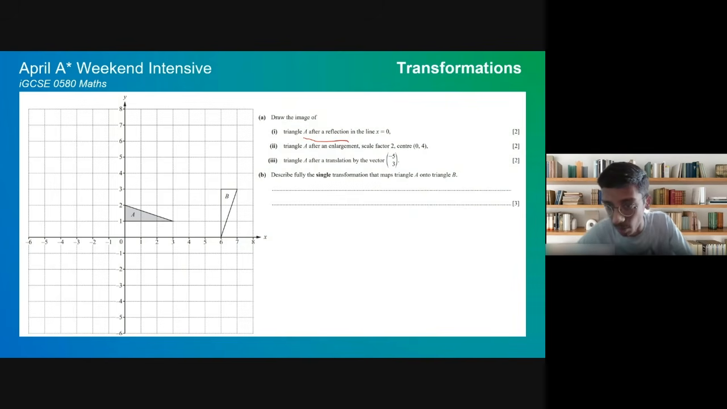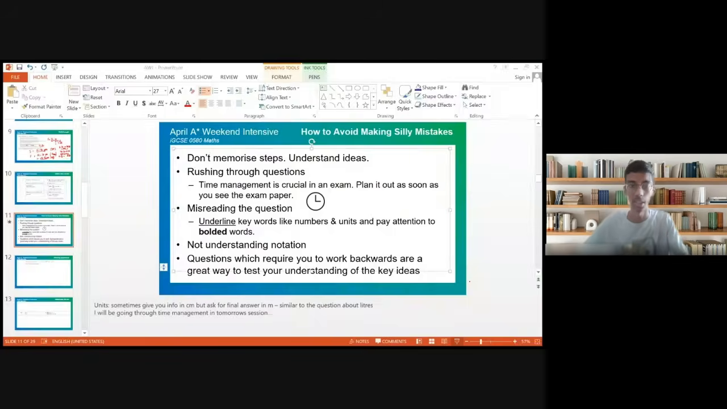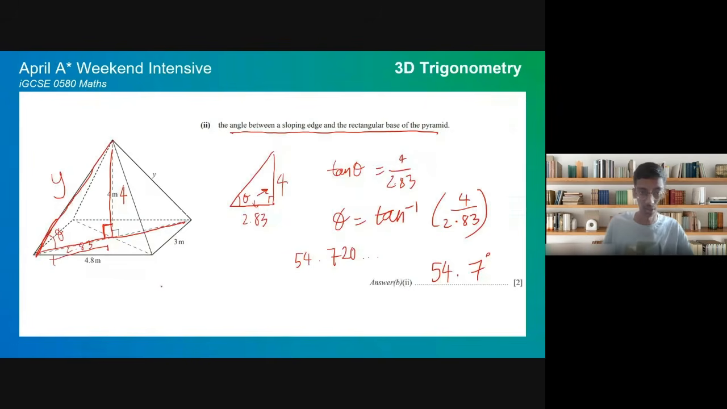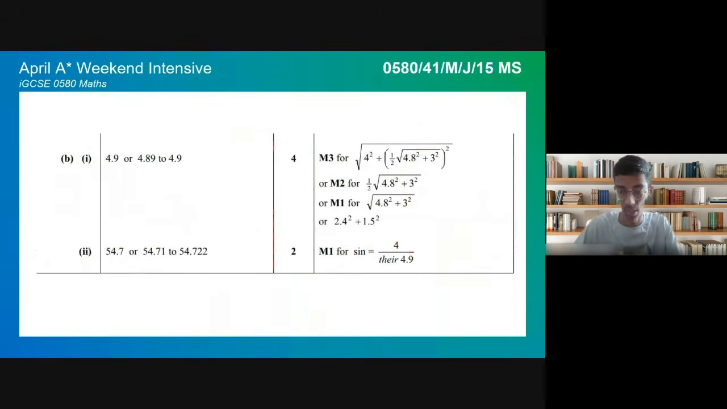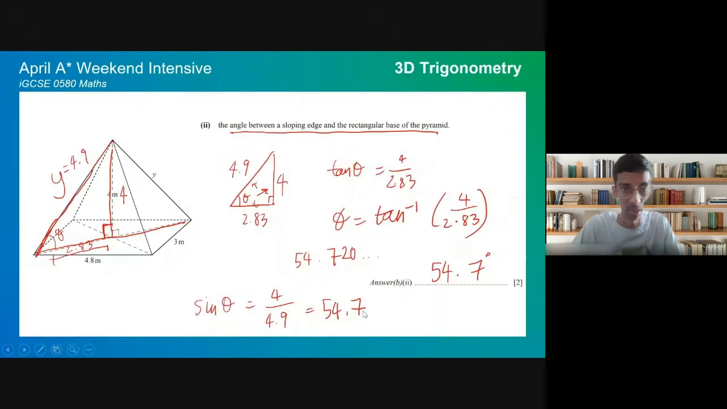Can you also use the sloping edge y and use the sides 4.9 and 4 and use sine? Yes. So another good approach is an alternative method. So we know y is equal to 4.9. So yes, we could also use sine. So we could say that sine theta is equal to 4 over 4.9, opposite over hypotenuse. And if you put that into your calculator, you'll get the exact same answer. So yes, to answer your question, you can use it. And in fact, it's a good way of checking if you have time left over at the end.